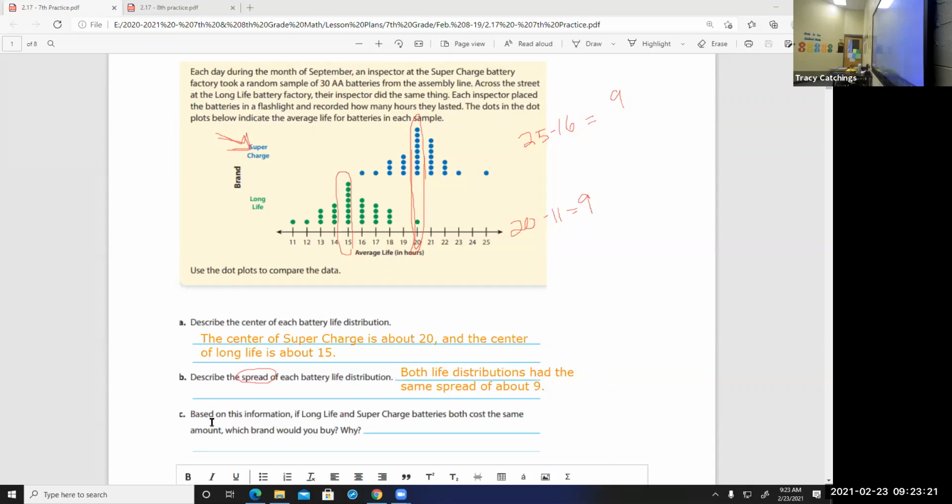All right, C then asks us, based on this information, if long life and supercharged batteries cost the same amount, which brand would you buy? Why are you going to buy long life? All right, now look at this table. At the bottom it tells us the average life in hours. So if it's on that lower end, will it last the longest? So which battery should we buy? Look at this at the bottom, average life in hours. So that means whichever one lasts the longest, that's the one I want.